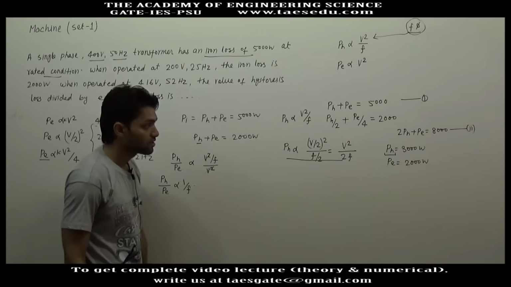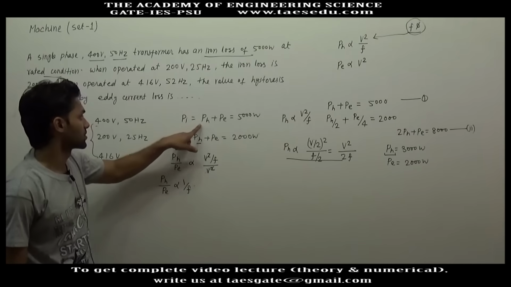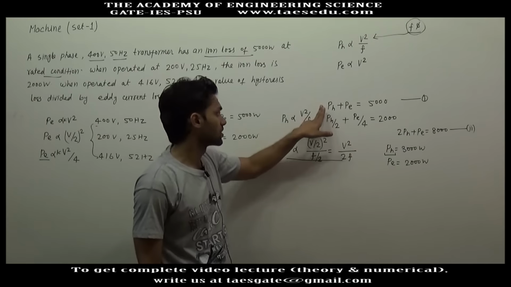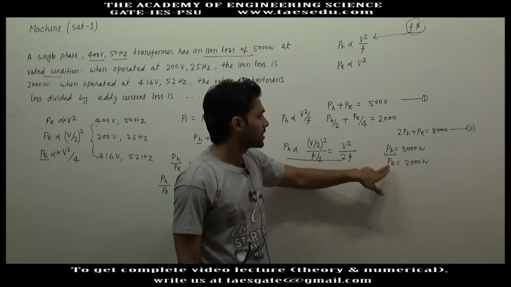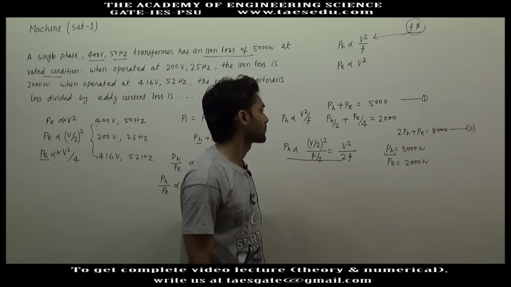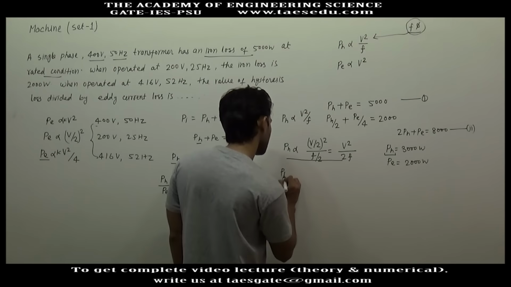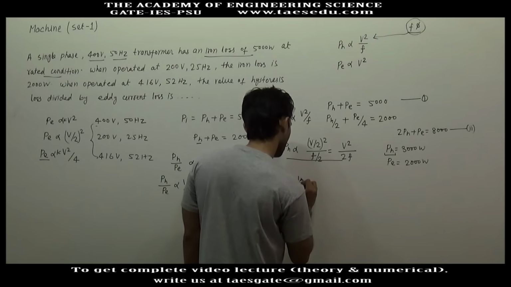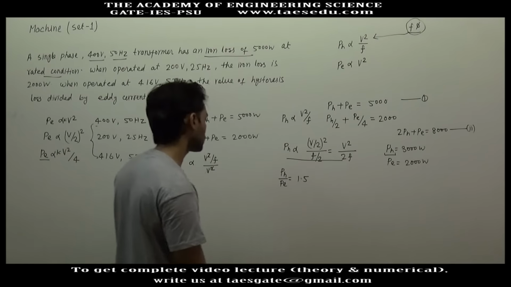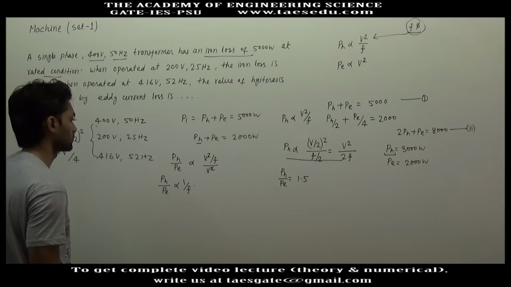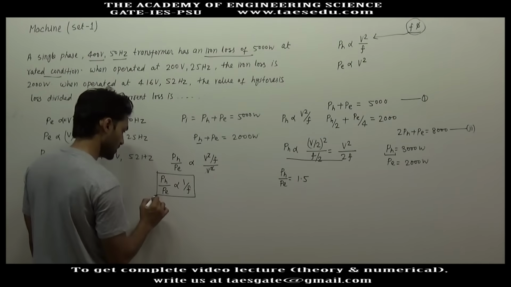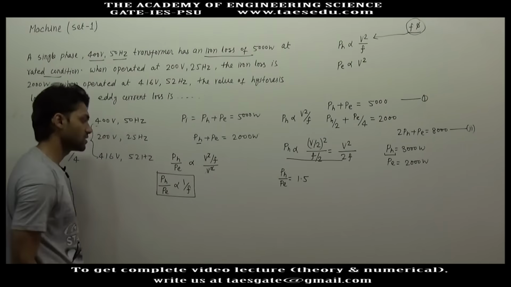And what is PH? PH is the hysteresis loss of the first condition, and PE is also the eddy current loss of the first condition. So what is PH by PE here? PH by PE is 1.5, and initially we concluded that the quantity PH by PE is inversely proportional to frequency.